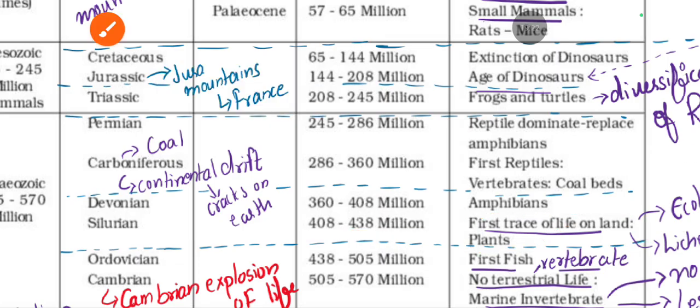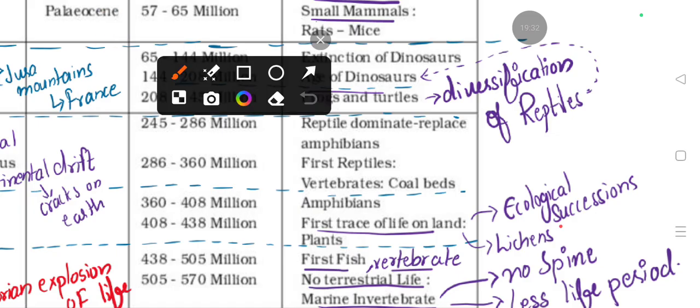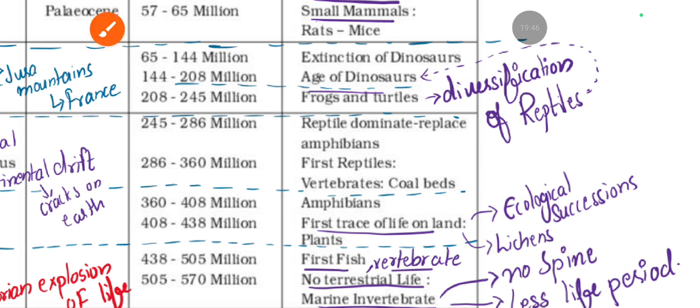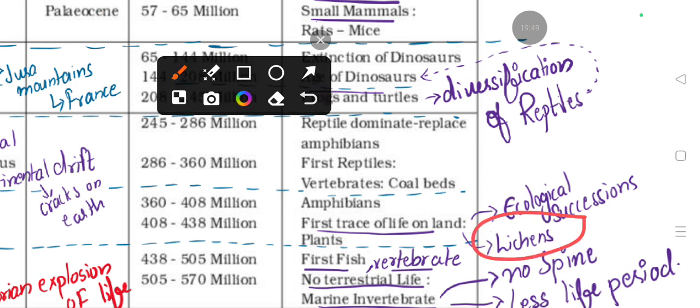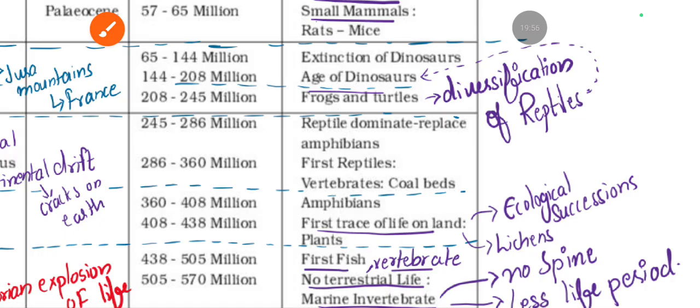You may ask me, there is no soil, soil has not formed, so how did plants originate? It's because in this period we saw the origin of lichens. Lichens are organisms which can grow on rough areas, barren rocks, and even on walls. They require only a little amount of moisture. That is the reason the first plants to originate were lichens.